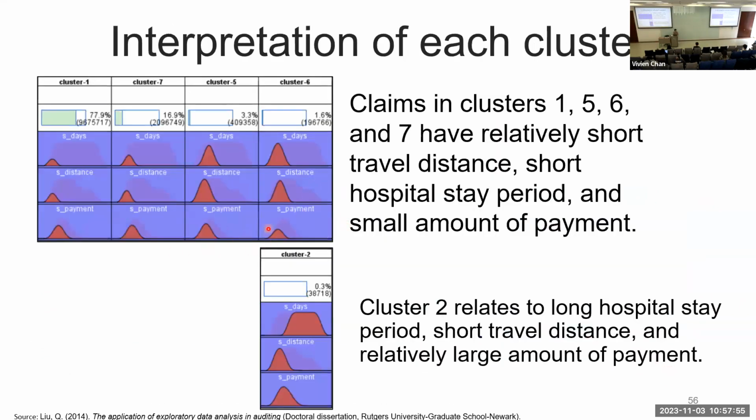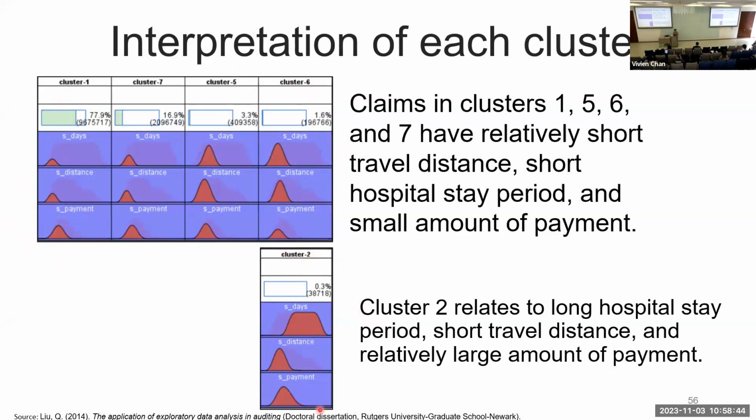For these 4 clusters, they have a relatively short travel distance. So this is the distance; the travel distance is relatively short. The number of days stayed in the hospital is relatively short, so the payment amount is also relatively small. I would say that looks quite normal. Think about it: of course you will try to find a hospital nearest to your home. And because the number of days stayed is short, that's why the claim amount is small. So this looks like average or normal behavior.